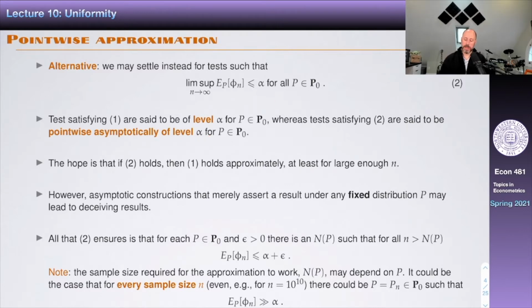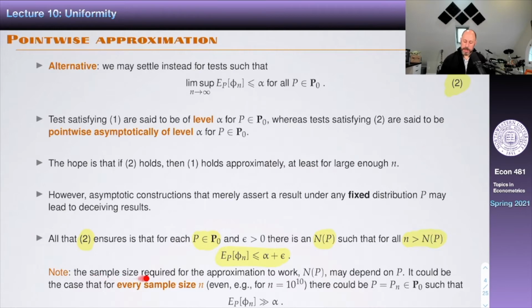It's actually the notion that I also use in 480-3. The hope, as I wrote here, is that if 2 holds, which is this condition, then 1 approximately holds, at least for large n. But I wrote here, however, that asymptotic constructions that merely assert a result that holds under a fixed distribution P may lead to deceiving results. And all that 2 over here ensures is that for every P, every distribution in the null hypothesis, there's an epsilon and a sample size that I'm denoting here capital NP, such that for any n greater than this sample size NP, the rejection probability is bounded by alpha plus epsilon, okay?